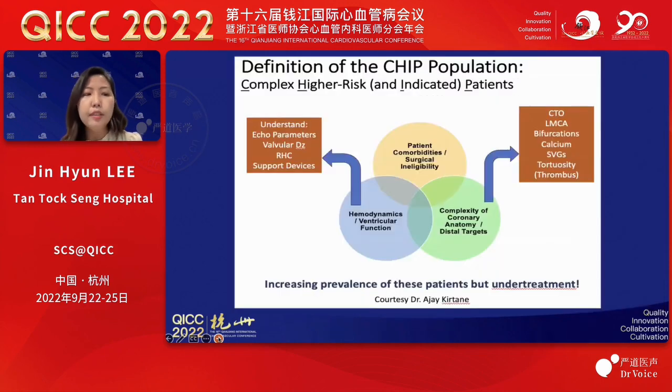So there have been various definitions of CHIP, but it is basically a confluence of characteristics, including the complex coronary anatomy, the hemodynamic status, such as the severely impaired LV ejection fraction, and clinical comorbidities.